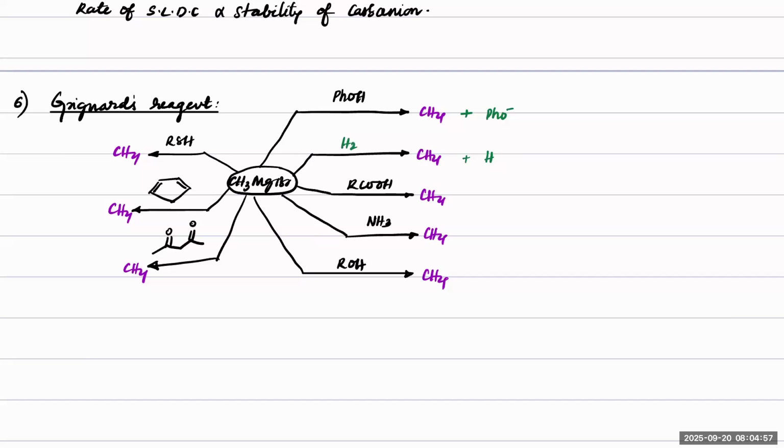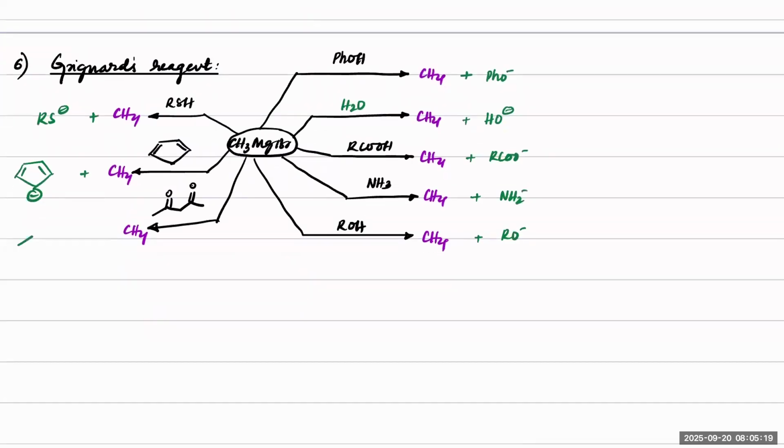With H2O, it will become OH minus, plus RCOO minus, plus NH2 minus, plus RO minus, plus RS minus, plus cyclopentadienyl minus, and lastly the enolate with double bond O and minus.